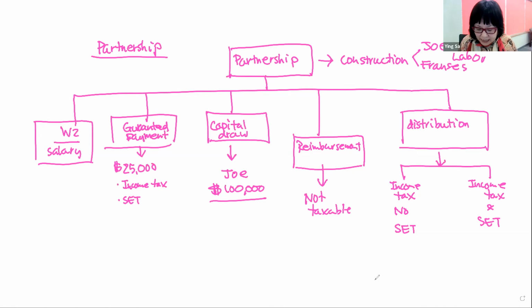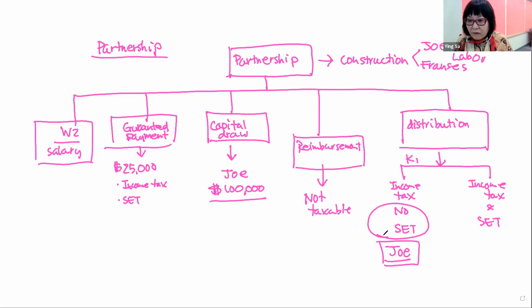So for example, in this case, when Joe gets a distribution, remember he only put in the money and he didn't do work. He really was just a passive investor. And Francis is the one working. So now Joe gets a K1 and would not pay self-employment tax. But Francis gets a K1 and he will pay both. So that's a distribution. That is sometimes loosely talked about as owner draw. It is not a draw, it's a distribution.